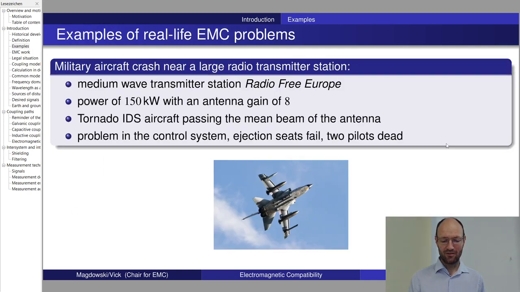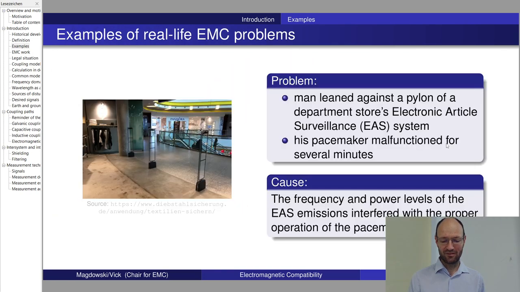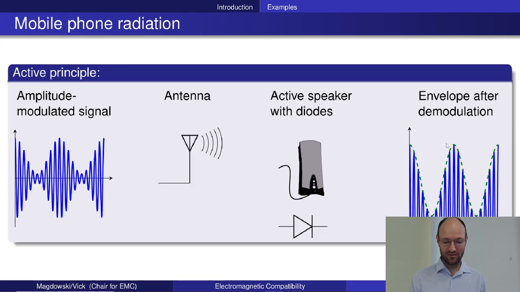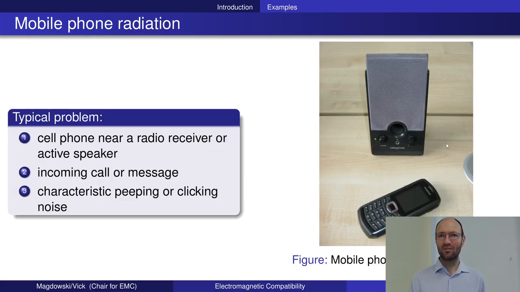And so one example that might have been discussed, there are very many severe examples. One example that might also have been discussed is this one here. You have a speaker, you have a cell phone, you get a call, you get a message, and then in the speakers you hear some characteristic noise. We can try it out in a second.